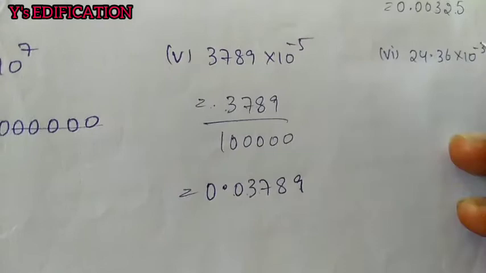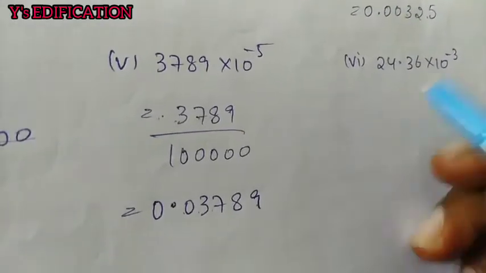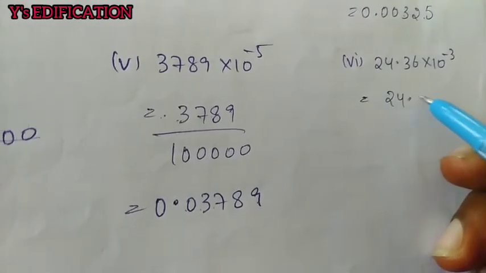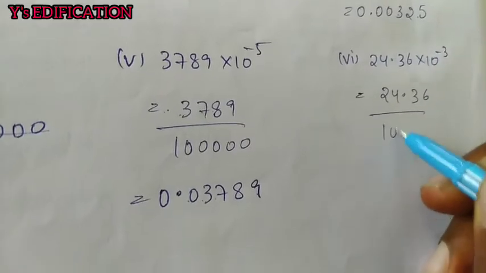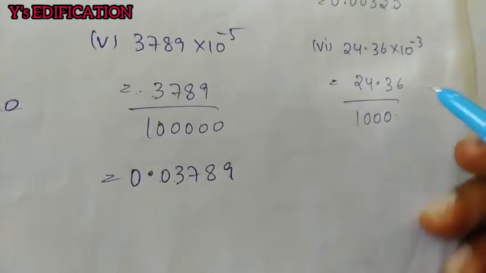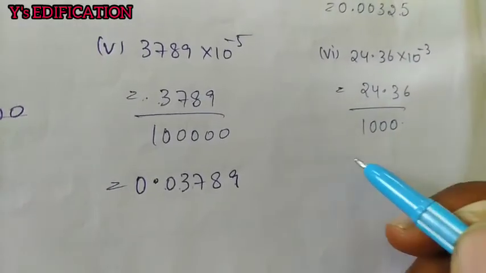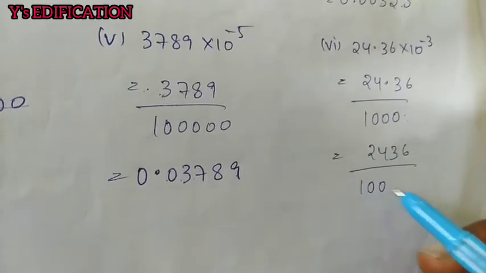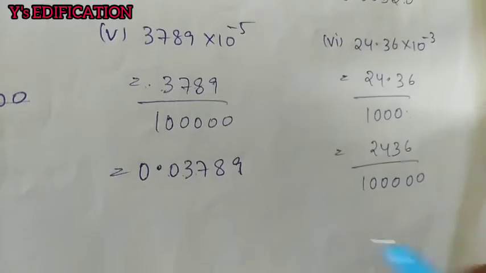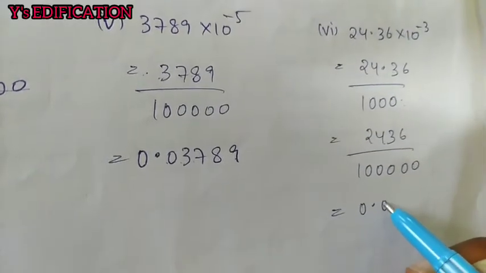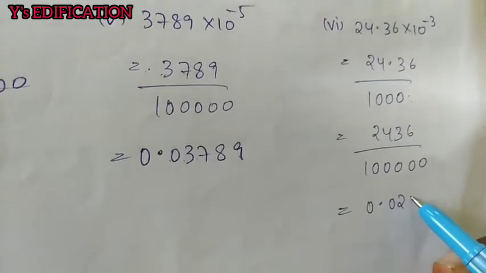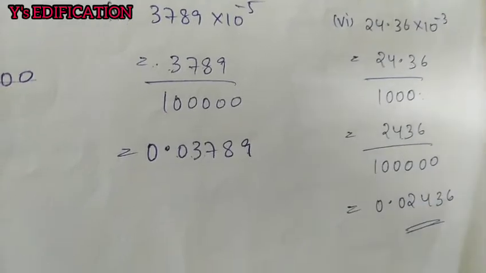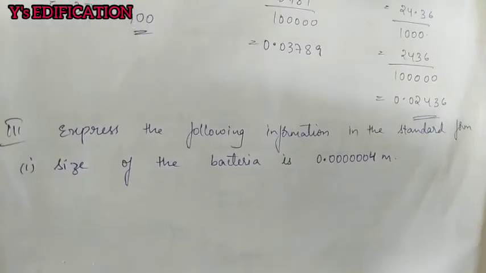Okay, the next one. 24.36 into 10 power of minus 3. So 24.36 by 1, 2, 3. Okay. Now here 2 decimals will be added to the denominator. So 2436 by 1, 2, 3, 4, 5. Now we can write this as 0.02436. Okay. Next one.